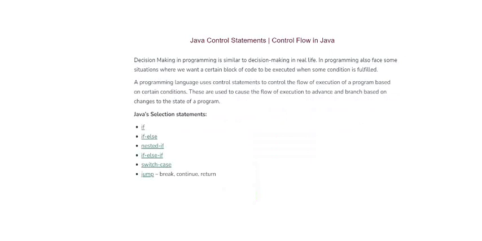These are used to cause the flow of execution to advance and branch based on changes to the state of a program. Java selection statements: if, if-else, nested if, if-else-if, switch-case; jump statements: break, continue, return.